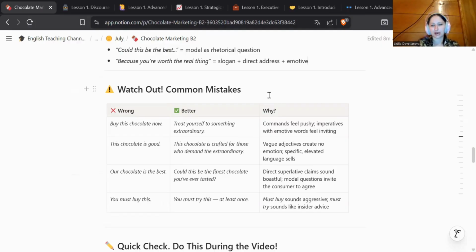Our chocolate is the best. Okay, are we sure about that? How do you know that? Like, we don't know that, right? Who said that? Nobody knows that. Yep. Then the rhetorical question sounds wonderful in this case. Could this be the finest chocolate you've ever tasted? Yeah. And you must buy this.